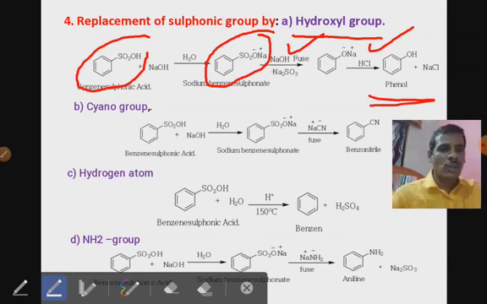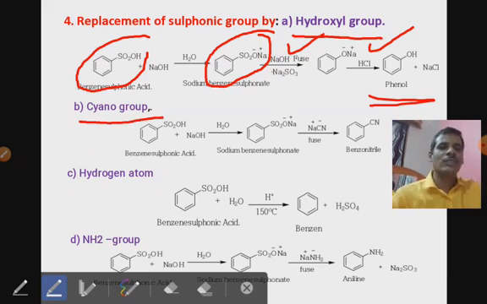First is the salt formation reaction, and then the sodium salt of benzene sulfonic acid gives the fusion reaction with NaOH, and the formation of phenol takes place. Second, the sulfonyl group is replaced by the cyano group.